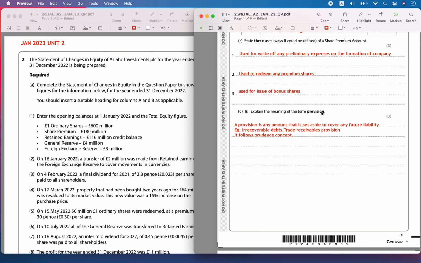When they say explain the term provision, you don't just state the meaning, because it's a 3 marker, you have to give at least 3 statements related to it.